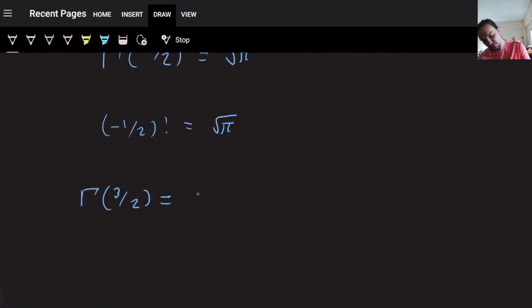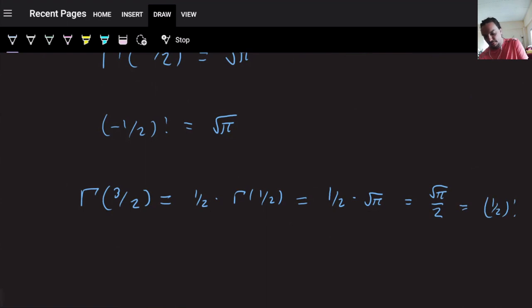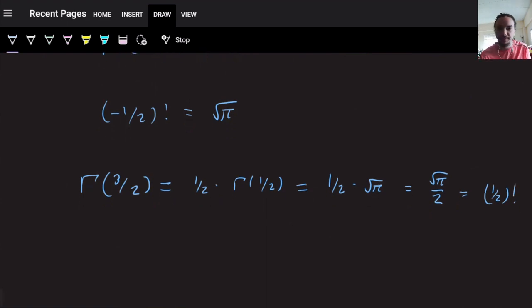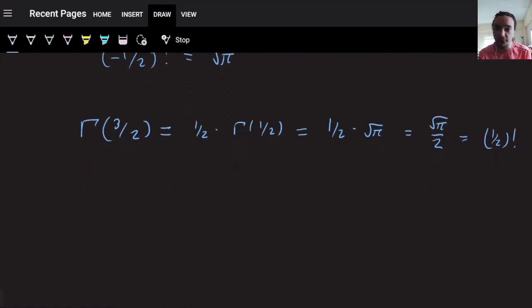This is equal to 1/2 times gamma of 1/2. Remember that we had gamma of s plus 1 is equal to s times gamma of s. And we know that that's 1/2 times square root of pi. So we get square root of pi over 2 as being the factorial of 1/2. Nice. And we can go up from there. You can use this to compute the factorials of larger and larger half integers.